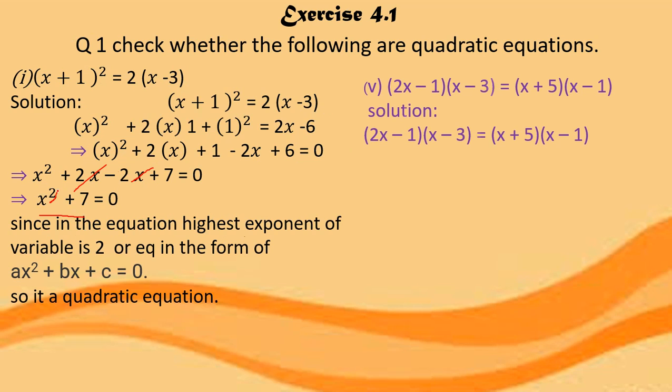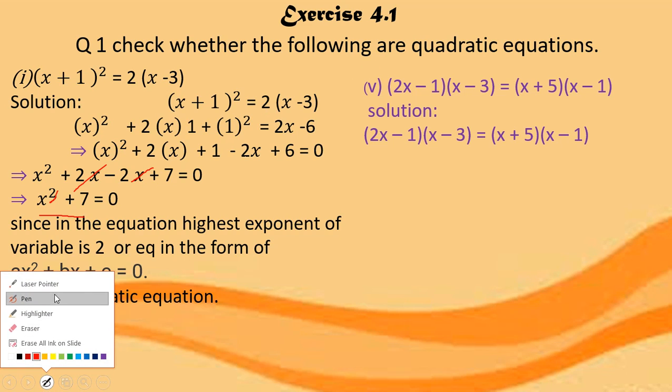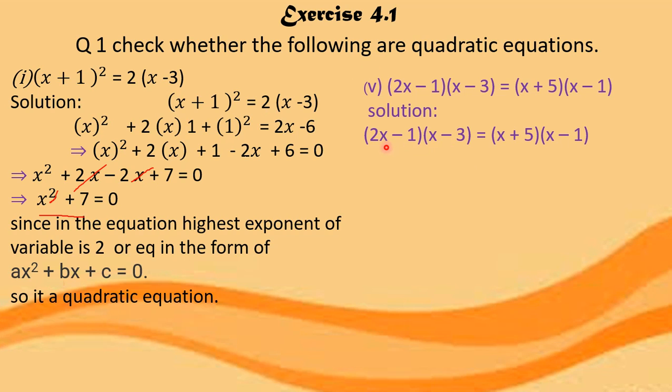Similarly, let us consider one more. (2x minus 1) into (x minus 3) is equal to (x plus 5) into (x minus 1). So here the example requires finding the product on both sides. Let us find the product on both sides. 2x minus 1 multiplied by x minus 3, that means 2x multiplied by the second bracket x minus 3, and minus 1 again multiplied with x minus 3. Similarly, the right hand side will follow like this.